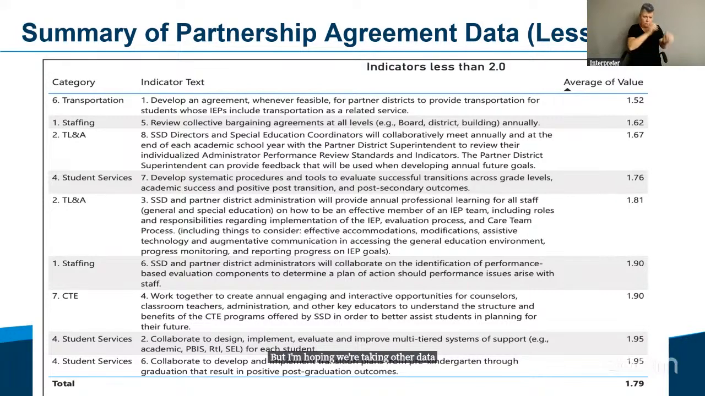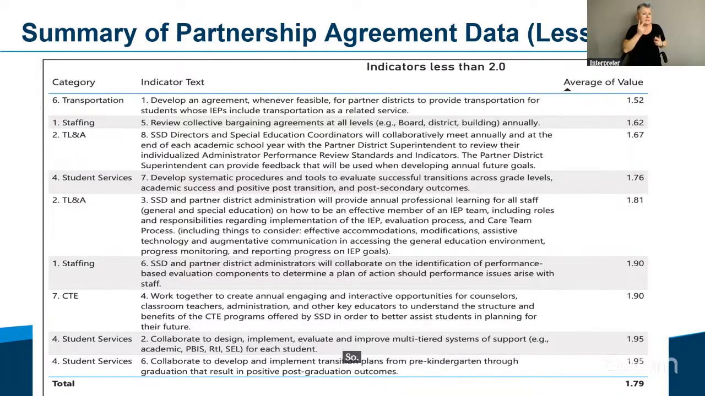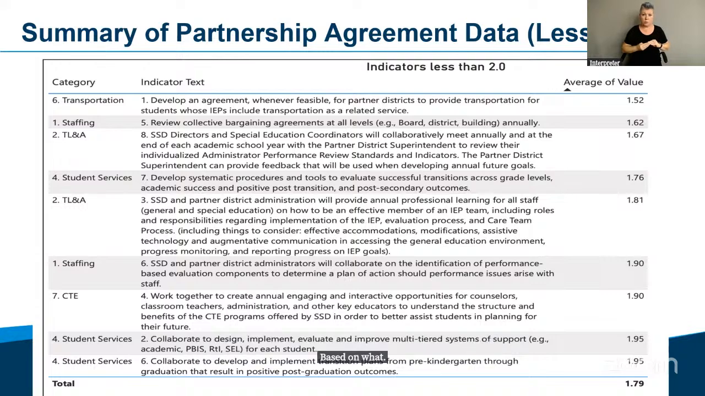Absolutely. And this is not just about directors, this is about our partnership. Taking a look at those specific indicators, understaffing that you have listed there, and how we both connect and collaborate, and how we both see those practices in place. Yeah, because if I'm from that district, I want as much help as I can get. Absolutely. And so I want to make sure we're not skewing things based on what we want as opposed to what we need. Okay. Thanks.